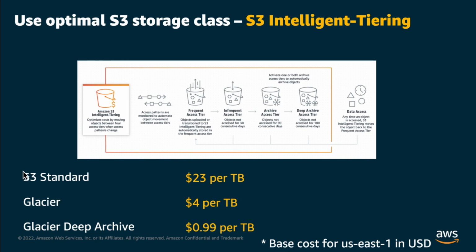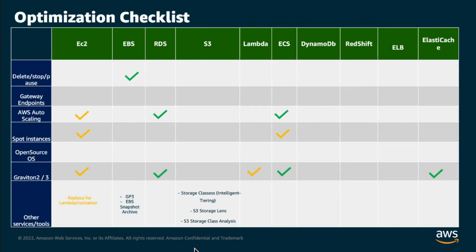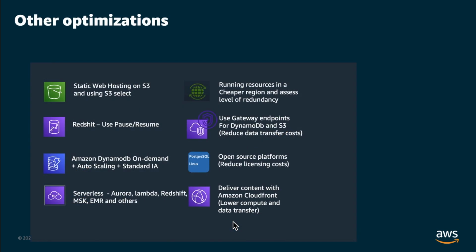For example here, today's cost for S3 Standard is $23 per terabyte. And if Intelligent-Tiering detects that it could be moving to Glacier Deep Archive, you could be paying about $1 per terabyte, less than $1. So here we add storage classes, Intelligent-Tiering, Storage Lens, and Storage Class Analysis.